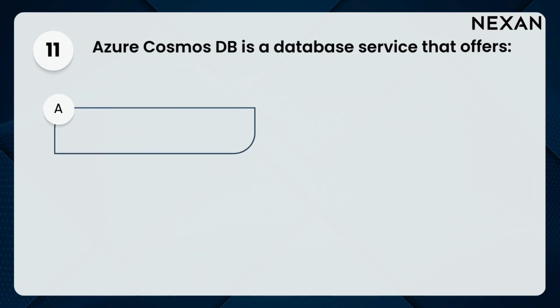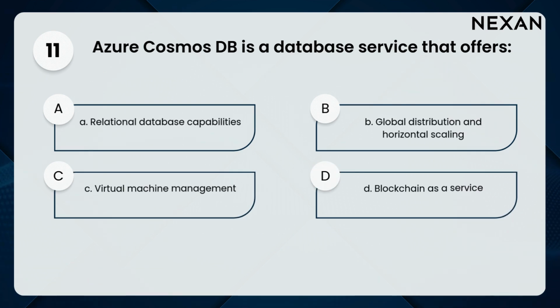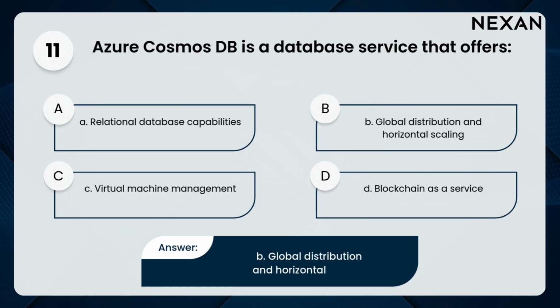11. Azure Cosmos DB is a database service that offers A. Relational database capabilities, B. Global distribution and horizontal scaling, C. Virtual machine management, D. Blockchain as a service. Answer: B. Global distribution and horizontal scaling.